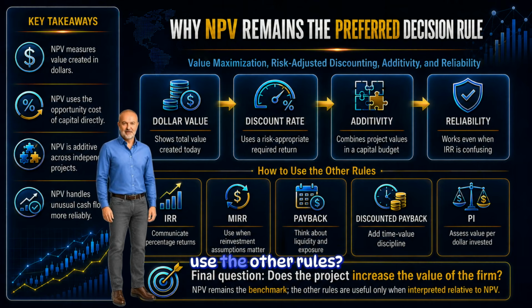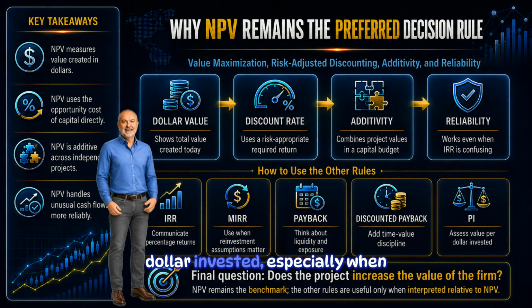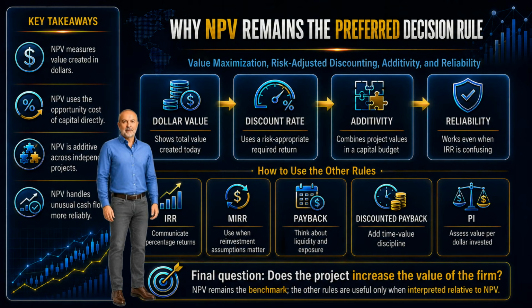So, how should we use the other rules? Use IRR to communicate percentage returns. Use MIRR when reinvestment assumptions matter. Use payback to think about liquidity and exposure. Use discounted payback to add time value discipline to the recovery question. Use profitability index to think about value per dollar invested, especially when capital is limited. But interpret all of them relative to NPV. The final question is always, does the project increase the value of the firm? That is the heart of capital budgeting.